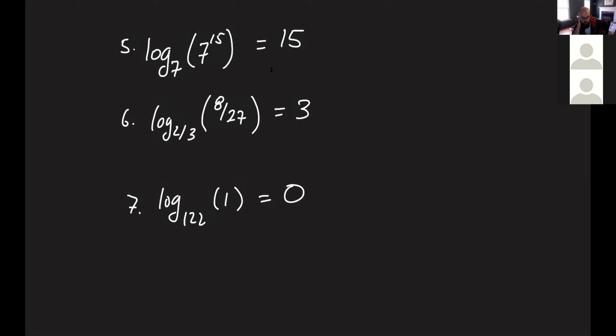So we think back again to our exponent rules, right? So 7 to what power gives you 7 to the 15th? Well, that's gonna be 15. And then by cubing this, if I cube 2 and I cube 3, I get 8/27. And then any number here to the 0 power is going to be 1.